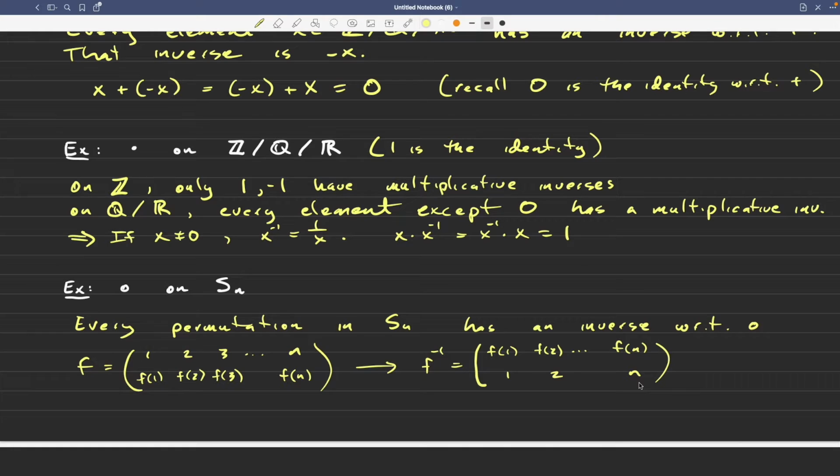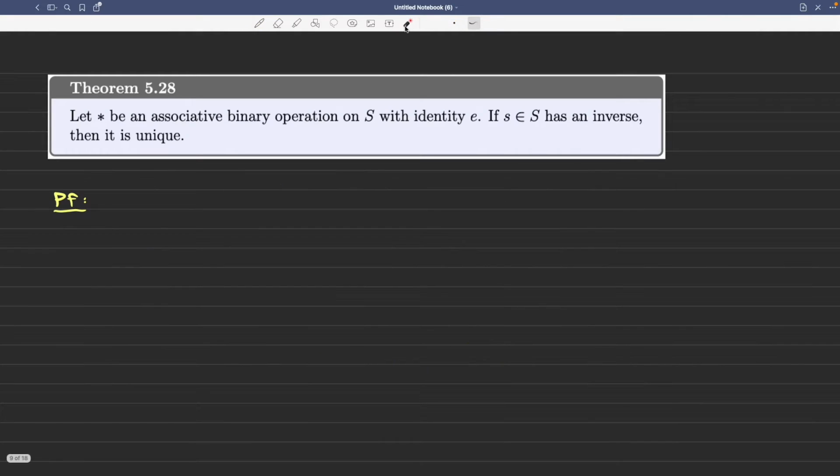So every one of those permutations has an inverse. But like I said, this is generally true. Anytime you have a bijection from A to A, the inverse is a bijection from A to A. That inverse exists, and it's also a function from A to A. So every function on the permutation group of A has an inverse. We get uniqueness of inverses as well.